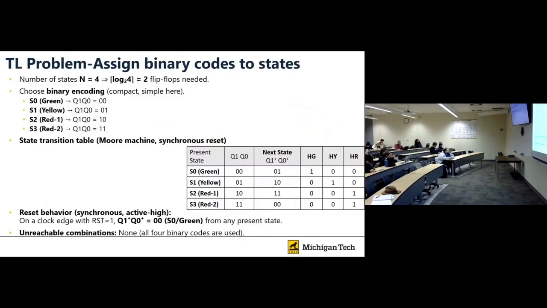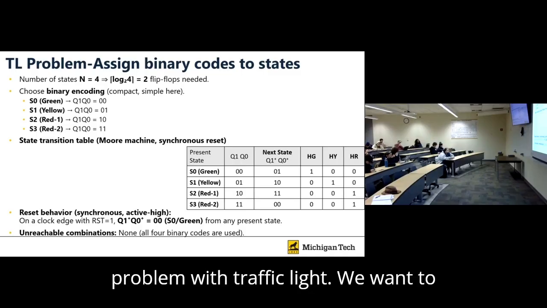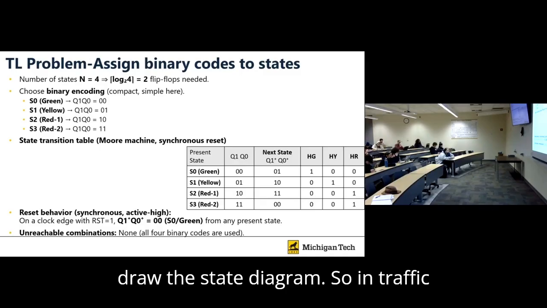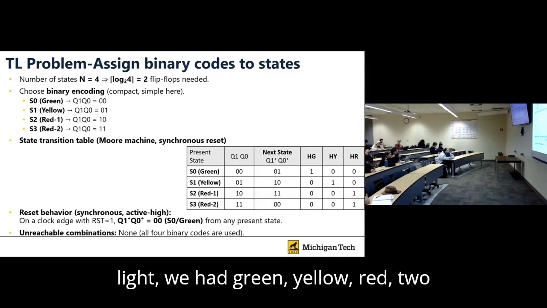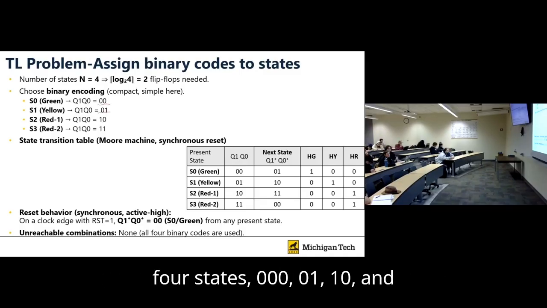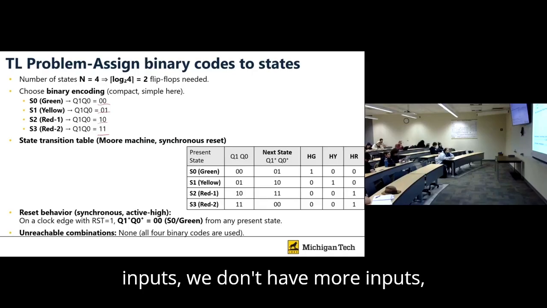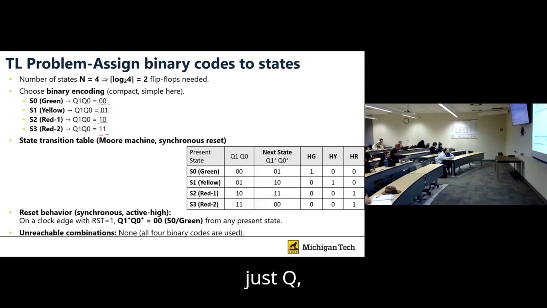Let's do it for traffic lights. We want to do the same problem with the traffic light. We want to draw the state diagram. In the traffic light, we had green, yellow, red, red 2, and we need 2 bits because it's 4 states: 00, 01, 10, and 11. For these states, we don't have more inputs, just Q0 and Q1.